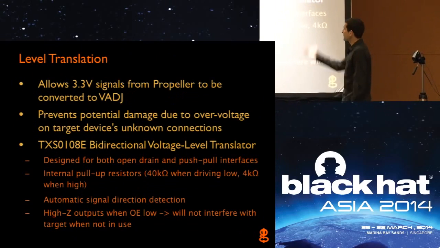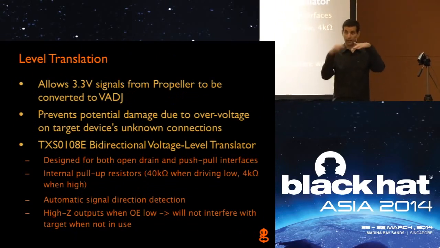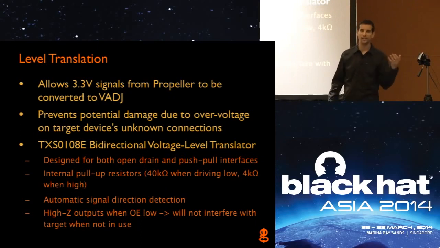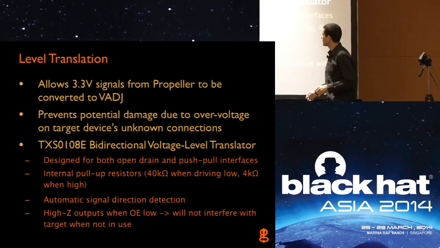For level translation, this is going to allow the 3.3 volt signals from the Propeller to be converted to whatever our adjustable target voltage is. We have the TXS0108E, which is a very common bidirectional level translator. So it will take in 3.3 and then output it at whatever voltage we're putting in on the other side, which I'll show you the schematic of.